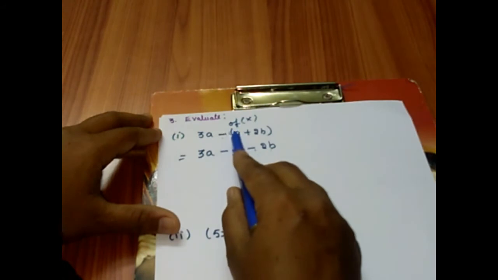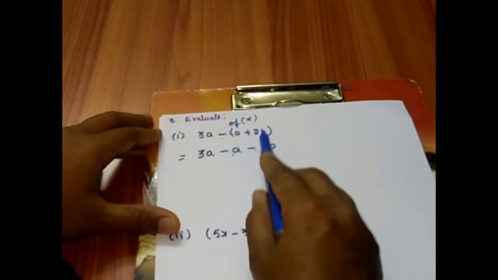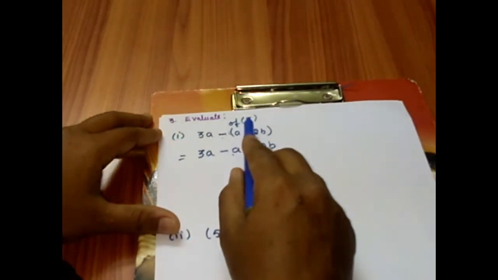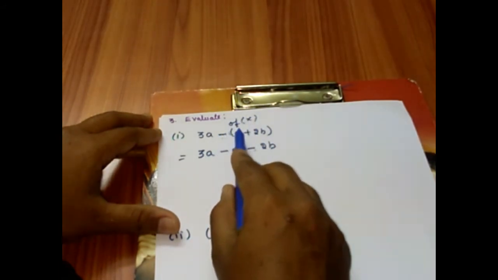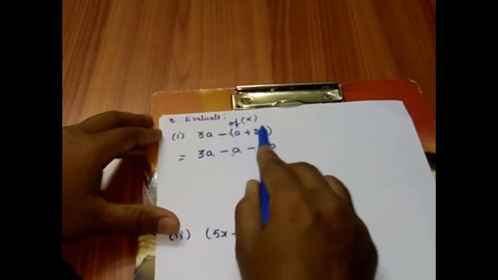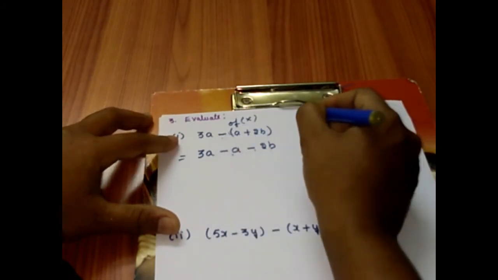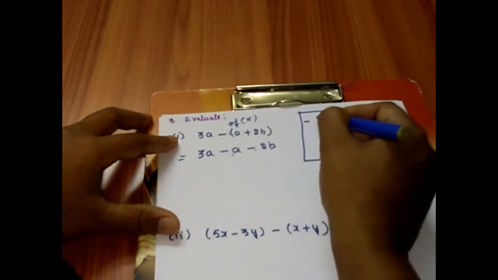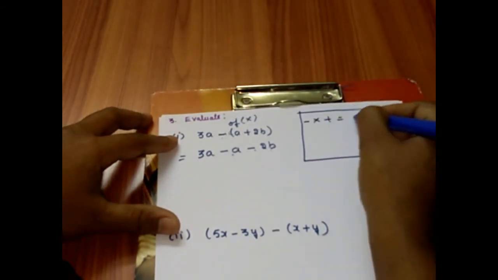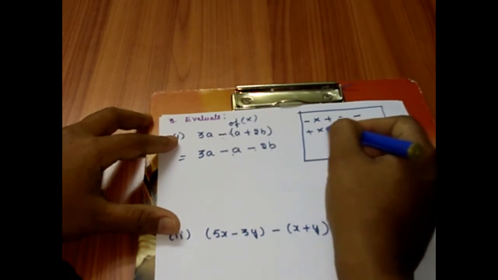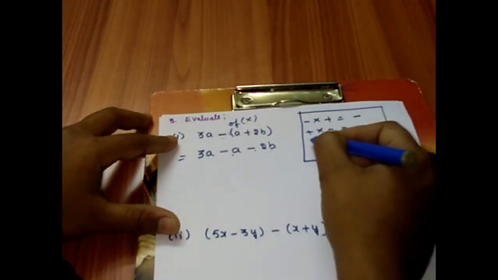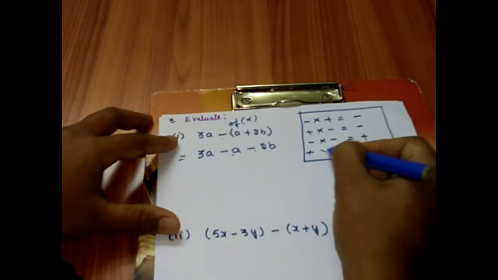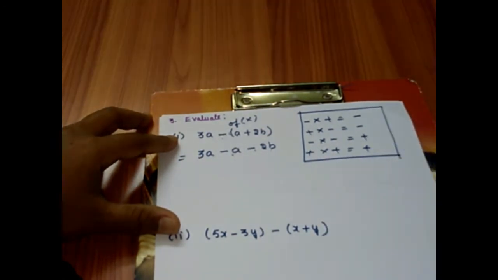That means plus becomes minus. Here plus becomes minus. Why is it minus? Because we are multiplying. Minus into plus is minus. Let me give this note for you, children. Minus into plus is minus. Plus into minus is minus. Minus into minus is plus. Plus into plus is plus.